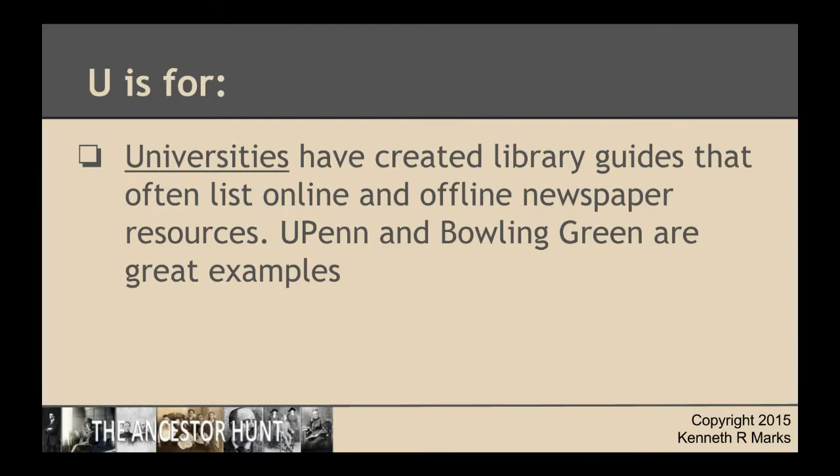U is for universities. Universities have a lot of collections of original newspapers as well as microfilm. But what they also do, the university libraries, is they create library guides. And in many of these universities, it will tell you how you can get access to newspapers from that area or that state, either via online searching or via microfilm, etc. It tells you what they have stored at their particular site for you to search. And there are a few universities that have created library guides for a lot of different newspapers in all kinds of different areas.